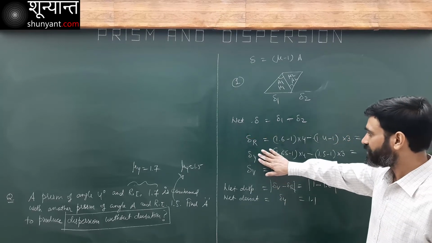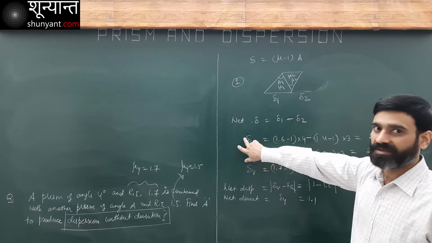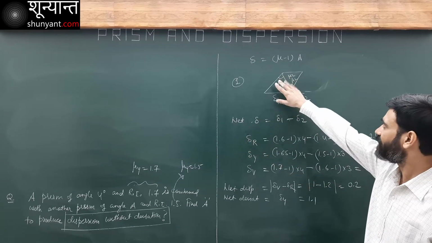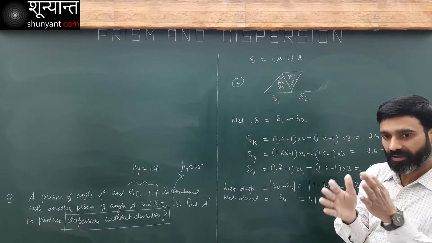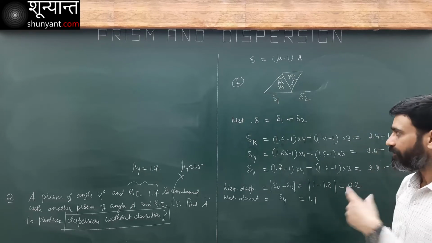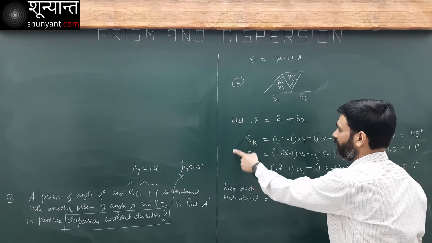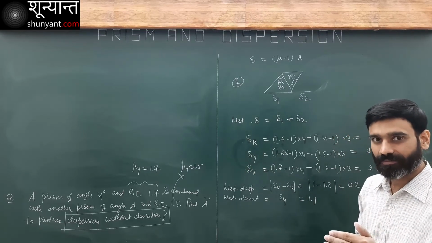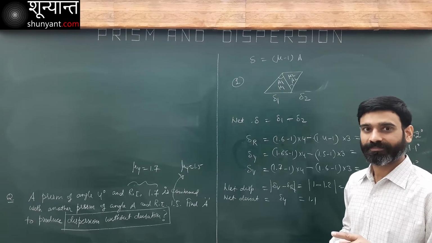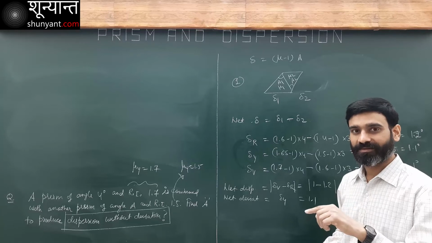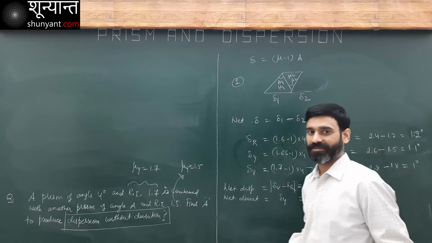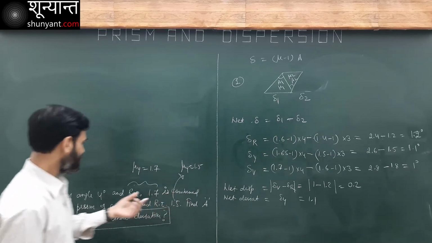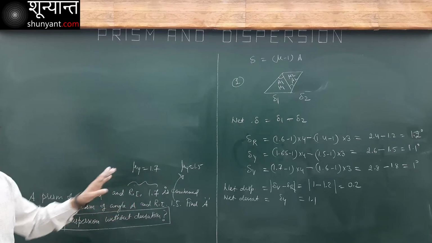Now if this is not 0 but these two are same, deviation in red becomes equal to deviation in violet. I can make some changes here. So for a given set of values, I can have these two becoming equal. In that case, I will have no dispersion. There will be deviation, but no dispersion. That becomes deviation without dispersion. And this is known as dispersion without deviation.